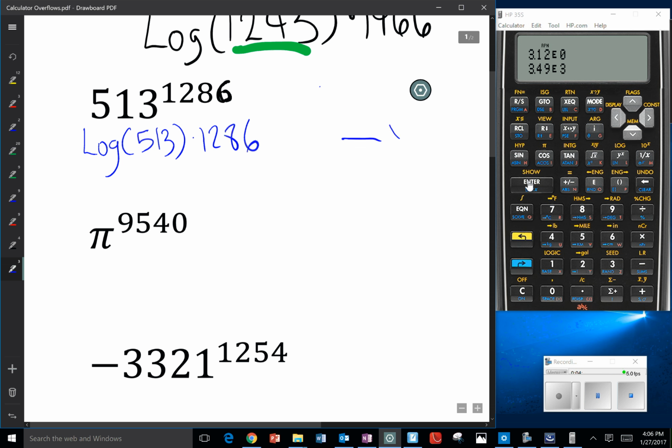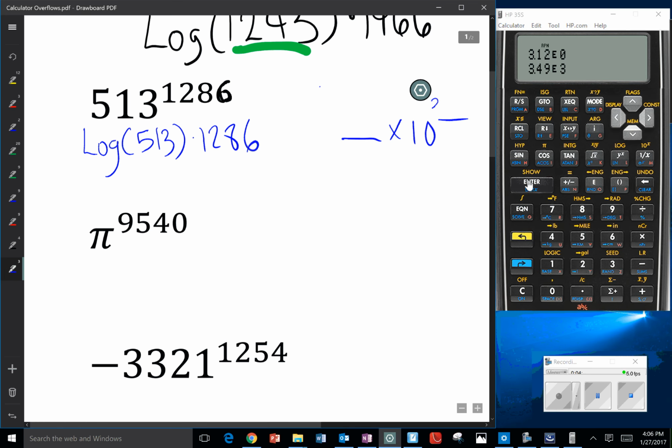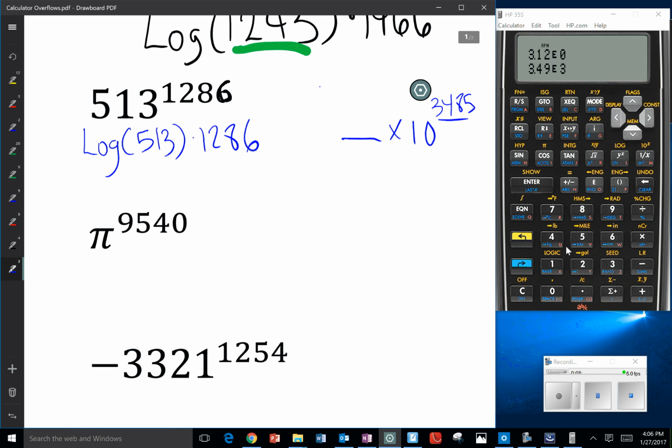Some number times 10 to a power. What's that power? It's whatever the show is. 3,485. So I'm going to write 3,485. That's my power of 10. I wanted to get rid of everything but the decimal. So right now, what do I have? I have 3,485.21. I just want the 0.21 part, right?